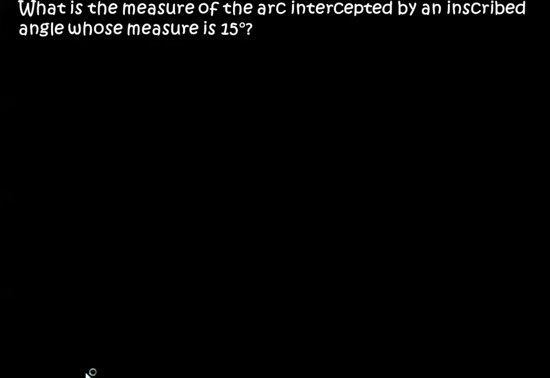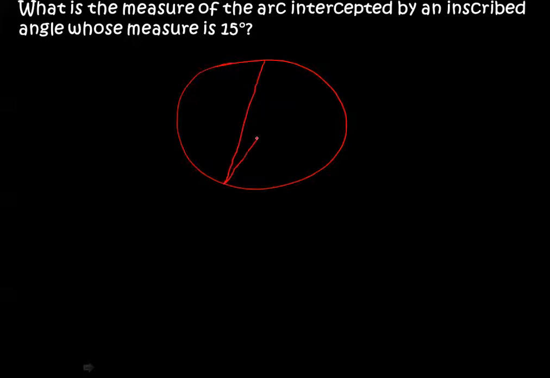Okay, what is the measure of the arc intercepted by an inscribed angle whose measure is 15? Well, if you notice here, we don't have a picture of a circle. So I always like to draw a picture of a circle. That's kind of an oval, but we'll pretend it's a circle. Well, 15 is a little angle. All right, this is 15 degrees down here.